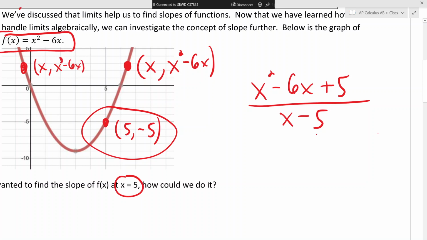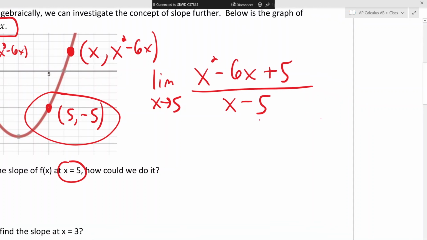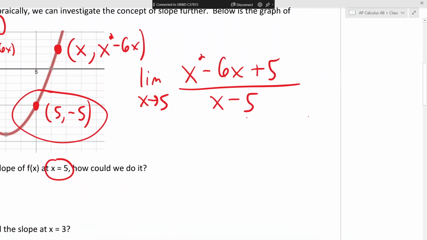But I don't want the slope between 2 points. I want the slope at 5. So what do we put out front? We put, what happens as I bring my second point, my x value, infinitely close to 5? That's what that says. You good? You see how this factors? How's that factor?